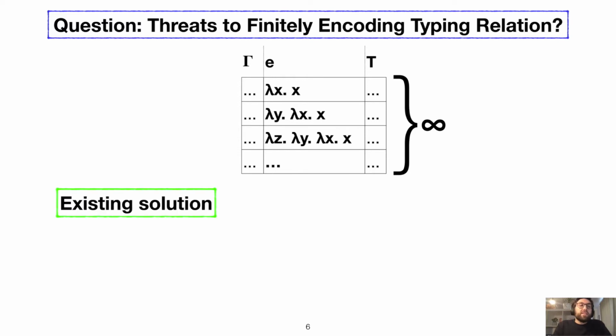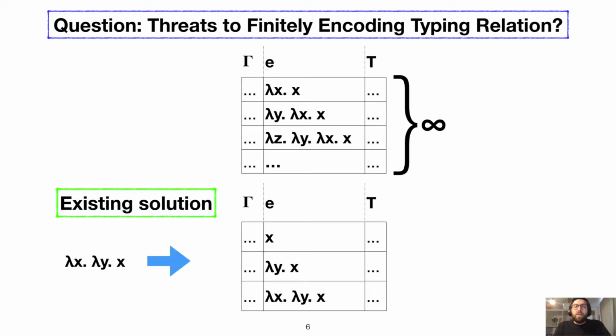But there is an existing solution that is used when doing static analysis in Datalog. We only consider the expressions that are actually part of the user program and not all possible expressions. Take this nested lambda expression as an example. We only consider the expressions that are needed to describe the whole expression. So the number of expressions that Datalog has to consider is finite.